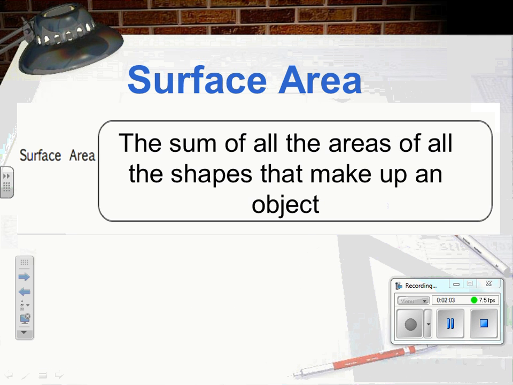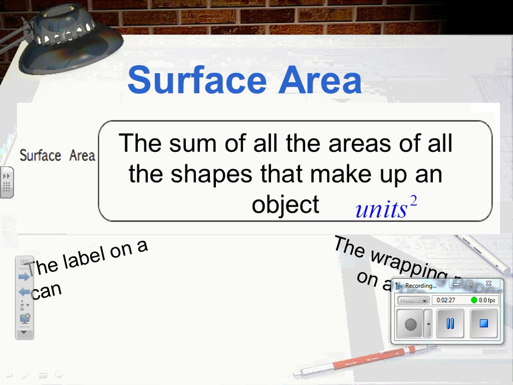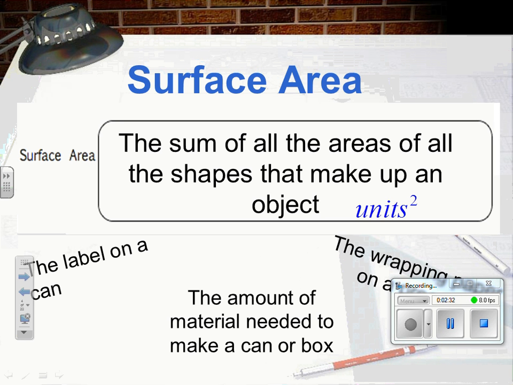So surface area. The surface area is the sum of all of the areas of all of the shapes that make up the object. Because we're talking about area, we say it's square units. All right, it says units squared, not units 2, units squared. So let's talk about the label on a can, or the wrapping paper on a box, or the amount of material needed to make a can or box. That's what surface area is.